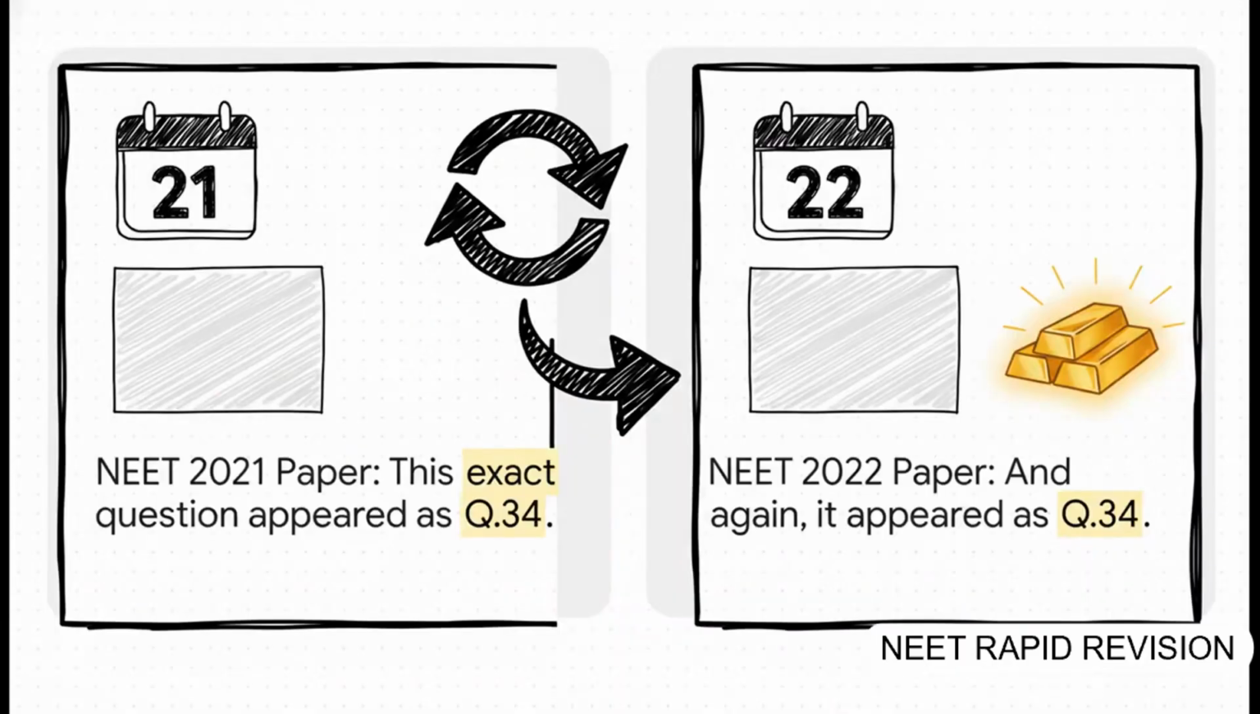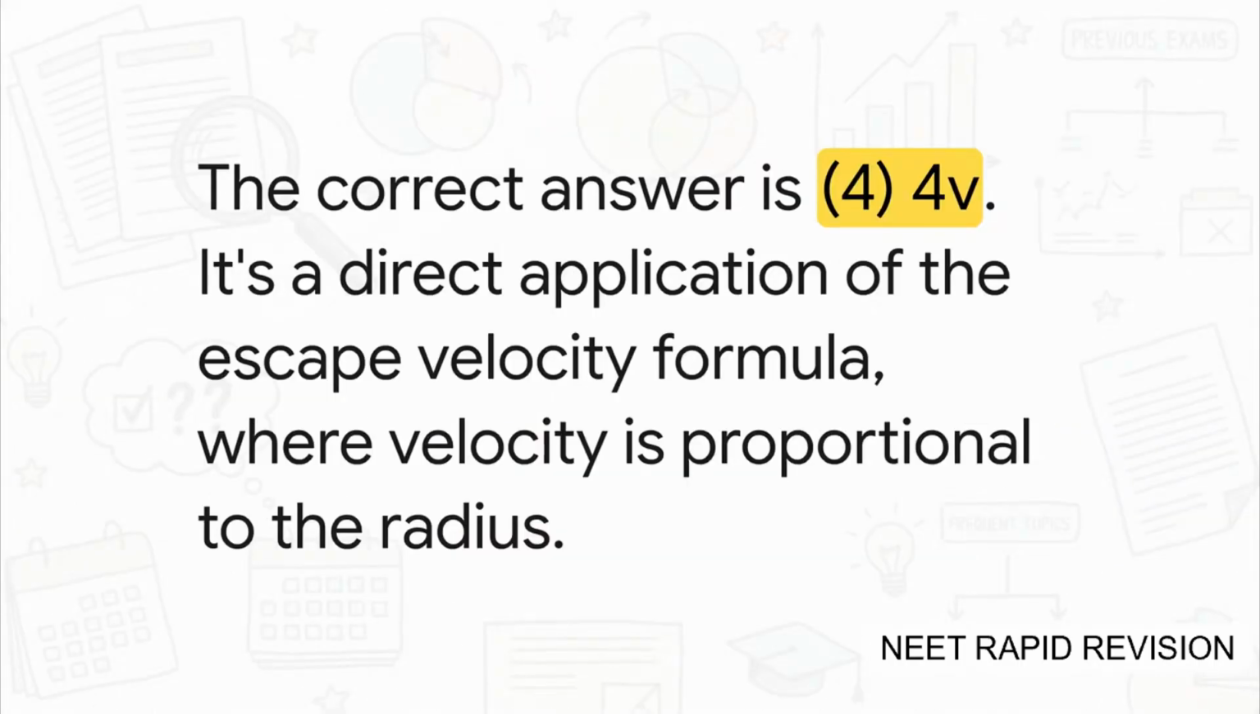Now, check this out. Are you ready for this? This exact question showed up word for word in the 2021 paper and then again in the 2022 paper. It's not just a similar idea, it's literally the same problem. If that isn't a giant flashing sign telling you this is important, I don't know what is. And the correct answer is, drumroll please, 4V, option 4.